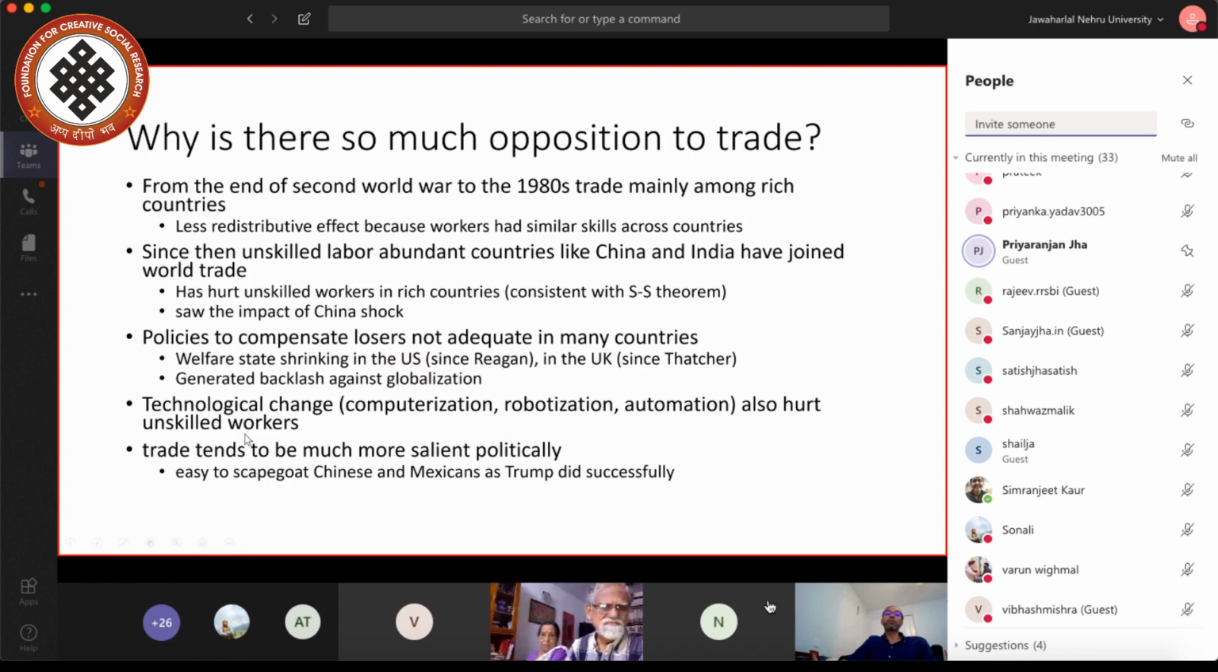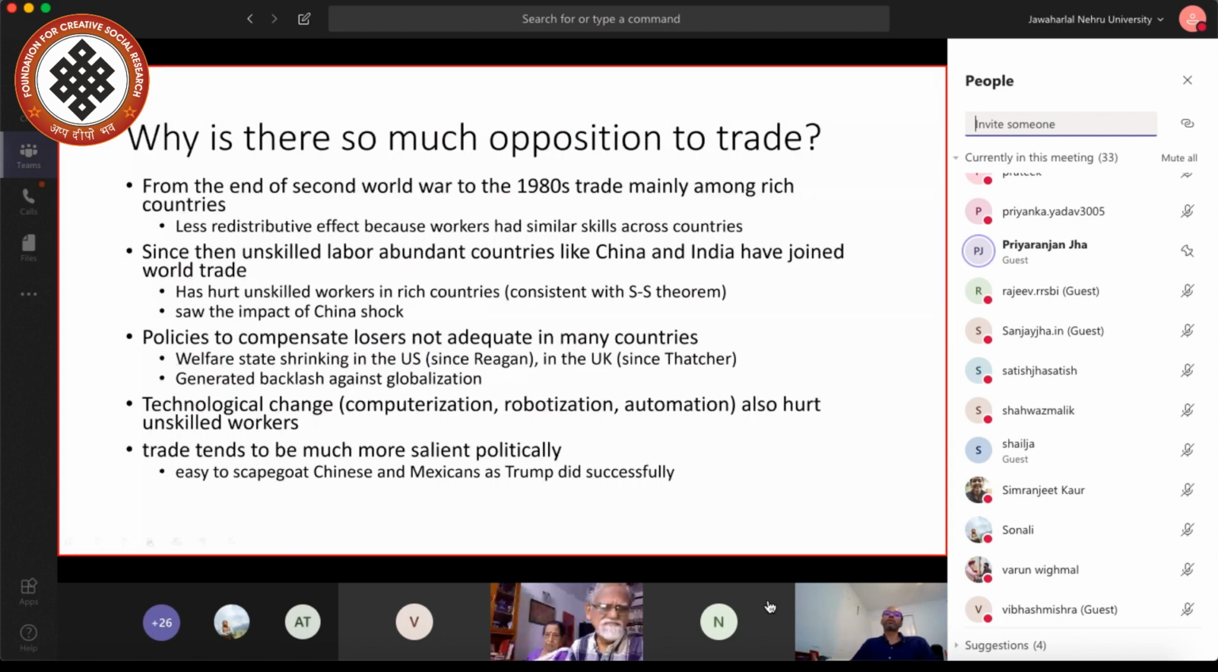However, there's not much opposition against them because you don't have a target. In the case of trade, you have these kind of soft targets in some sense, and so trade becomes much more salient politically. It is easy to scapegoat Chinese and Mexicans, as Donald Trump did successfully.